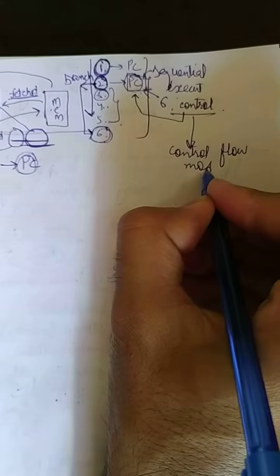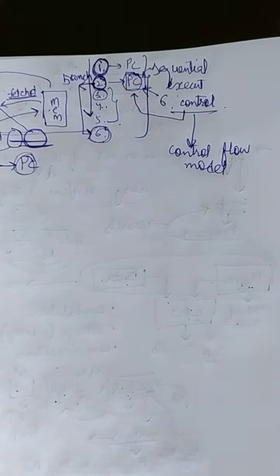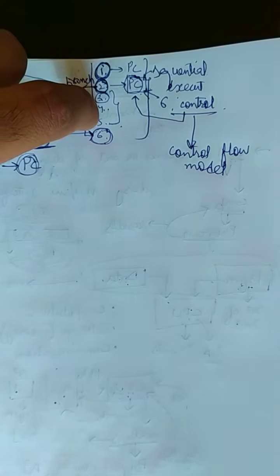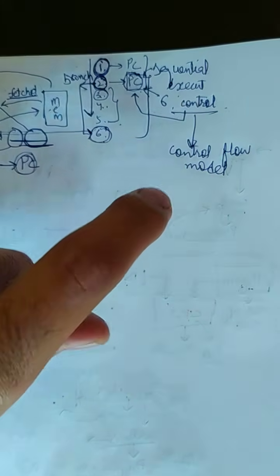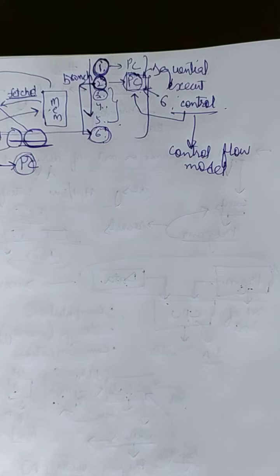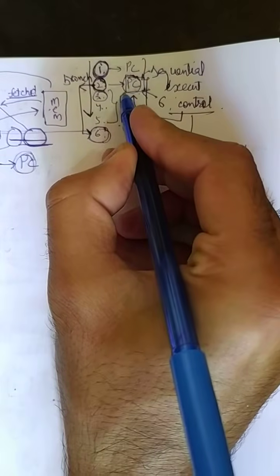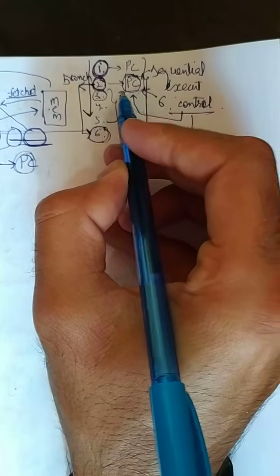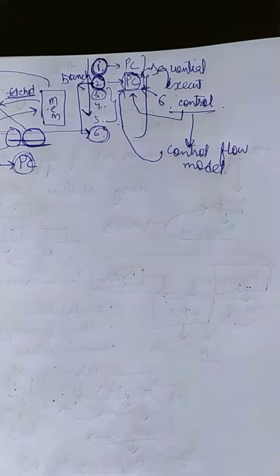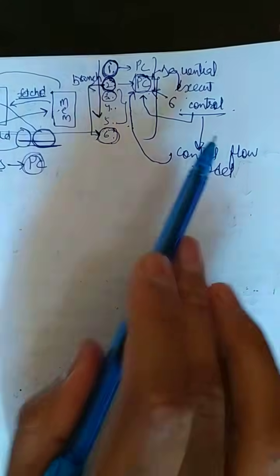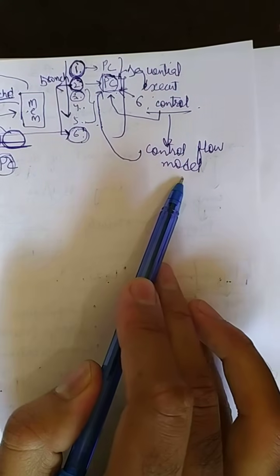So what is a control flow model? Control flow model is the von Neumann model. It is the same von Neumann model. Why is it called the control flow model? Because the instruction is fetched and executed in control flow order, and that control is specified by the instruction pointer or program counter. Program counter is also called the instruction pointer. So von Neumann model is also called a control flow model.